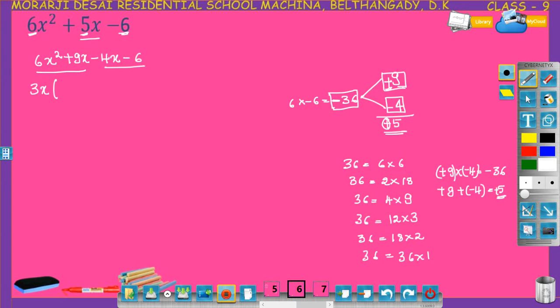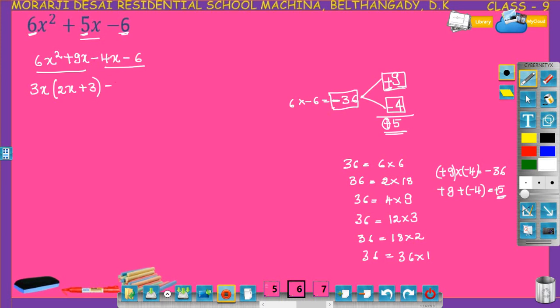Write it outside. Now 3 2s are 6, so write 2 here. X into x is x square. So 3x into 2x is equal to 6x square. Here, 3 into what is equal to 9? 3 3s are 9. X into 1 is equal to x. No need of writing x here. So 3x into 2x plus 3. Write this sign minus here also.